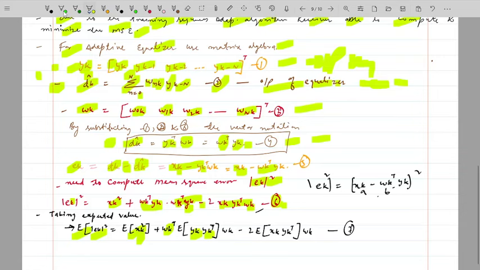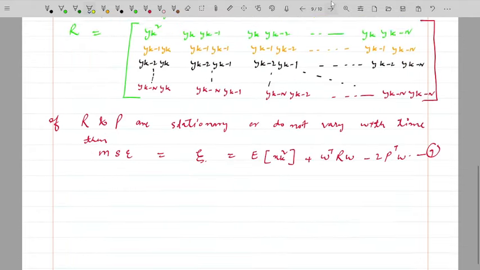This y of k is the input for the equalizer, and x of k is the input signal that is transmitted from the transmitter, and w of k are the weight vectors, basically, and this is minus 2 times the expected value of x of k, y of k transpose. This is the input signal that is transmitted from the transmitter. Y of k is the input for the equalizer, and w of k is the weight. So let's move to the next slide here.